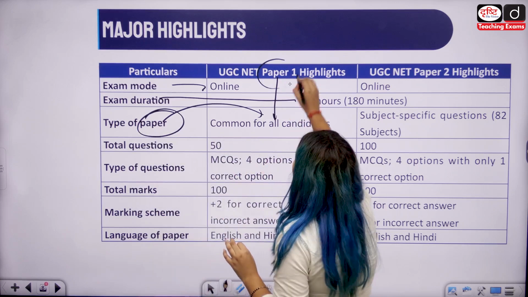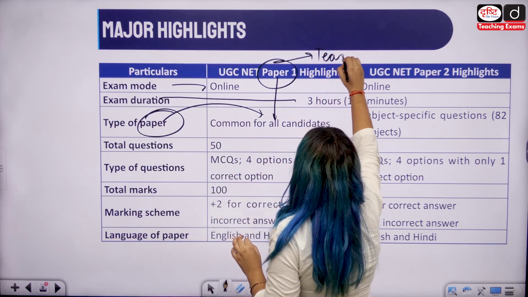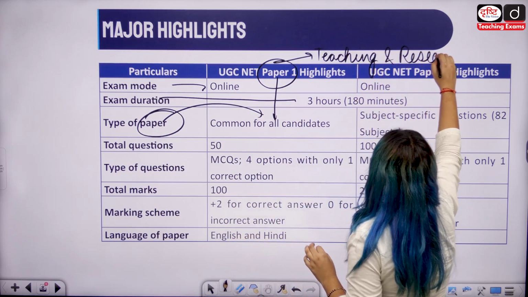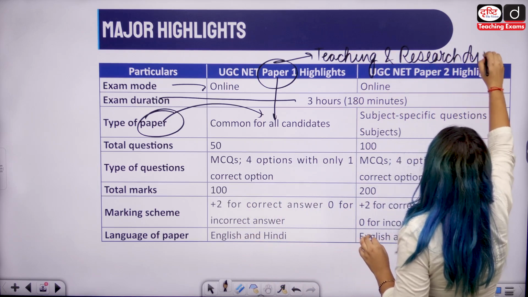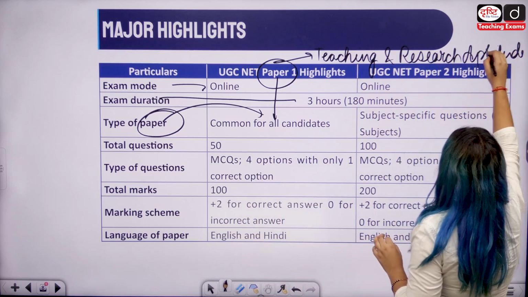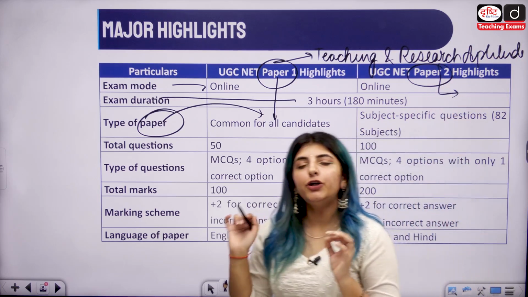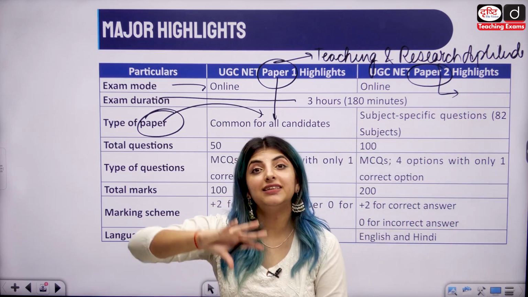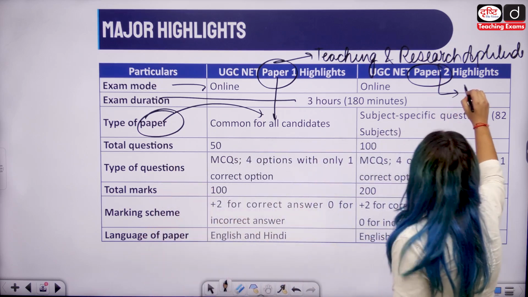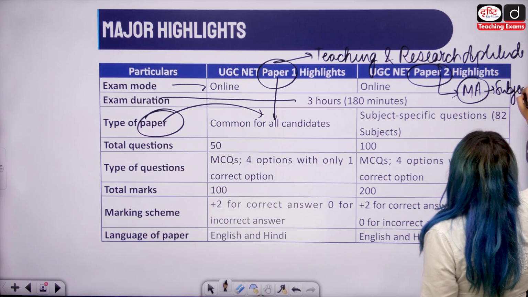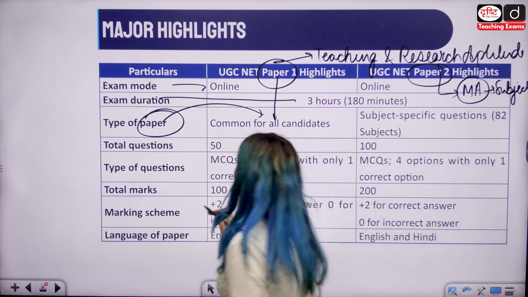Paper 1 stands for teaching and research aptitude. All right. And paper 2 stands for what? Paper 2 stands for the subject specific area, your MA subject most of the times. Correct? So that's paper 2.